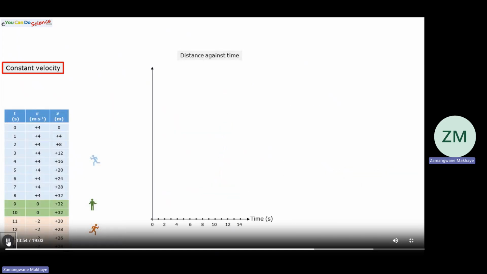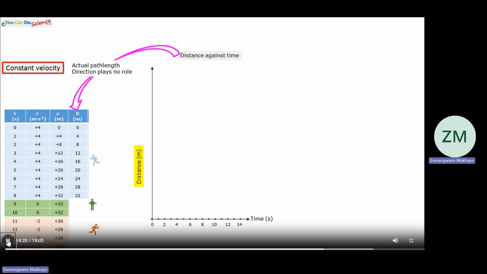The next graph that we're going to draw is distance against time. Distance is the actual path length that is covered, and direction plays no role. The time axis stays the same. But we must first calculate what the total distance is that is covered each second, before the scale on the y-axis can be indicated. For the first part of the movement, the distance is the same as Carl's displacement.